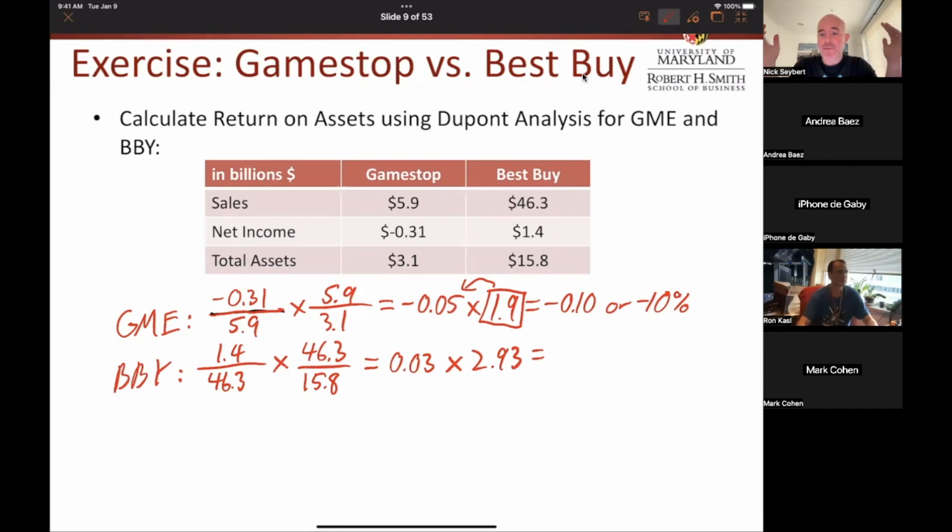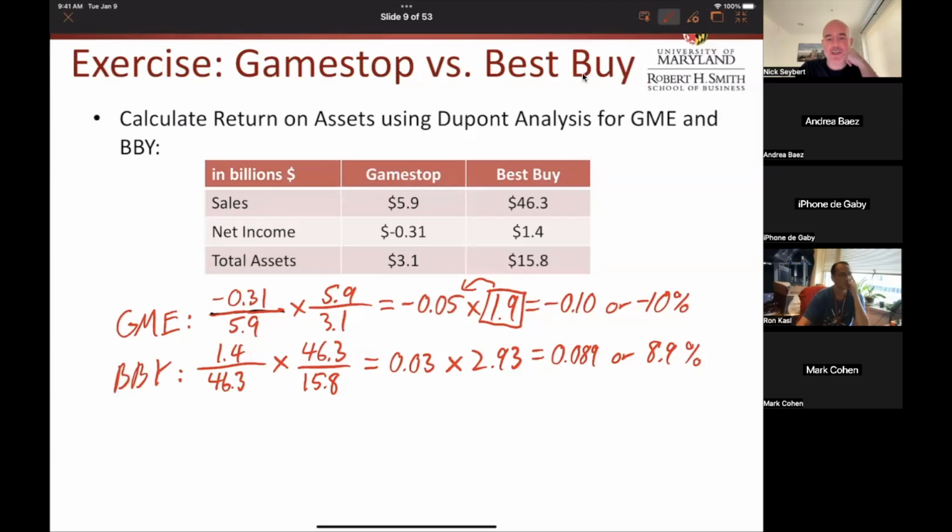For every dollar of Best Buy's assets, they're generating 2.93. They're generating a whole extra dollar for every dollar of assets than GameStop is. And then luckily for them, they have a positive profit margin of 3% on each dollar of sales. So when you multiply these two things together, Best Buy has approximately 0.089, or 8.9% return on assets. The spread on these two companies is pretty crazy, right? You've got like a 19% spread on return on assets being generated.